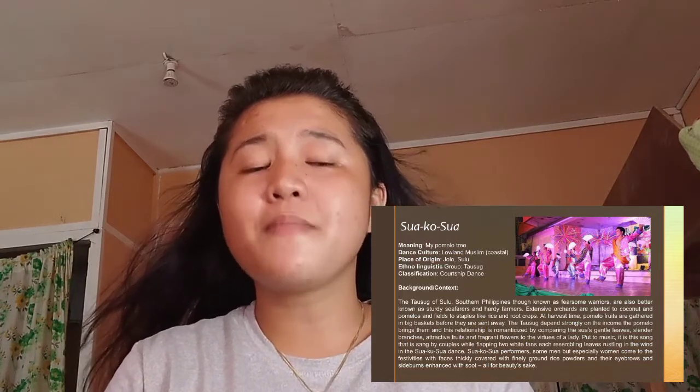Dance Suwa Kusua performers, some men but especially women, come to the festivities with faces thickly covered with finely ground rice powders, and their eyebrows and sideburns enhanced with soot, all for beauty's sake. The dance properties of Suwa Kusua. Their costume is the traditional Tausog costume, which we will tackle in the next lesson.